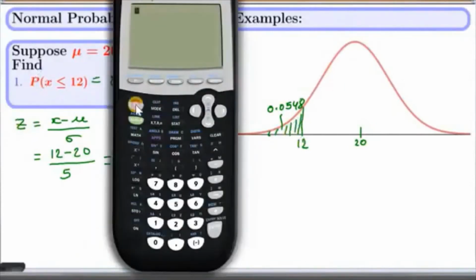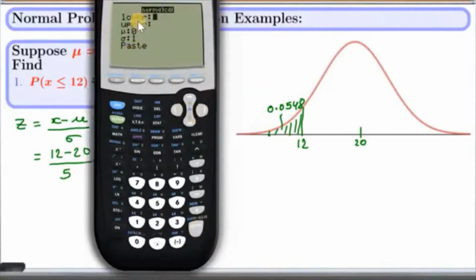For that, punch in second, then distribution, then you'll use normal CDF, then use this arrow key to go to number 2, hit enter. Let me clear what I have on here. As you are looking at the screen, we know we need lower value, upper value, mean, standard deviation. So our lower value will be large negative number. So for this one, I will just take negative 100,000. And for our upper value, it's 12.